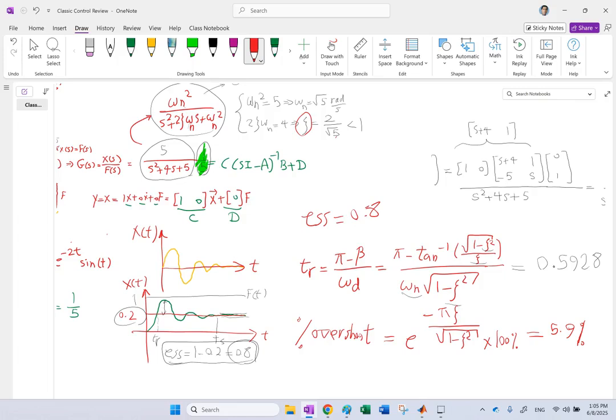And the last thing we need to do is to calculate the settling time. For settling time, you have to decide what criterion you would use. Is it 2% or 5%? Here I use the 2%, and the formula for it is 4 over zeta omega n. If you look, your zeta omega n is 2, so it is going to be 2 seconds.